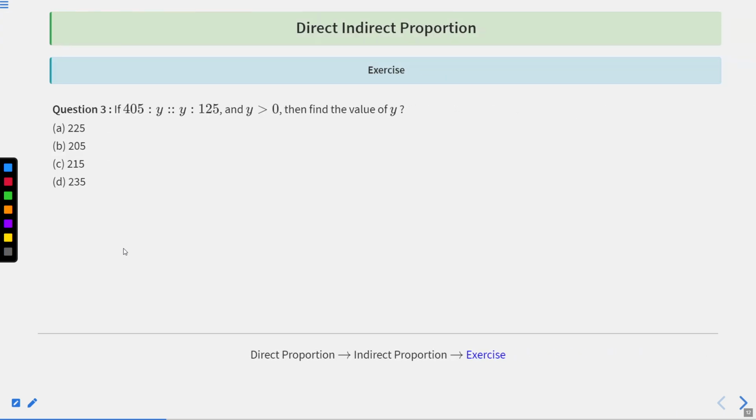Question number 3. If 405 is to y as y is to 125 and y is greater than 0, then find the value of y.